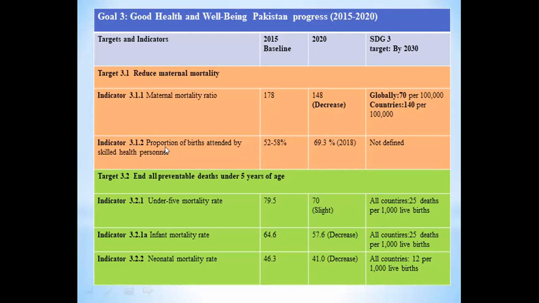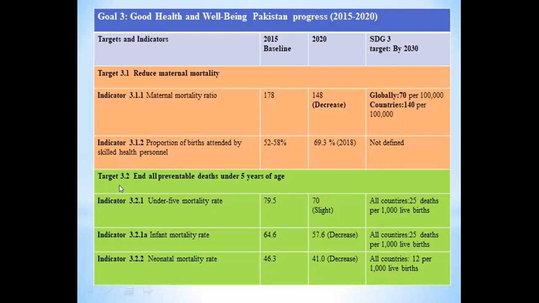Indicator 3.1.2 is the proportion of births attended by skilled health personnel. In 2015 its status is 58%, and in 2008, according to PDHS data, it is 69.3, and its target by 2030 is not defined.